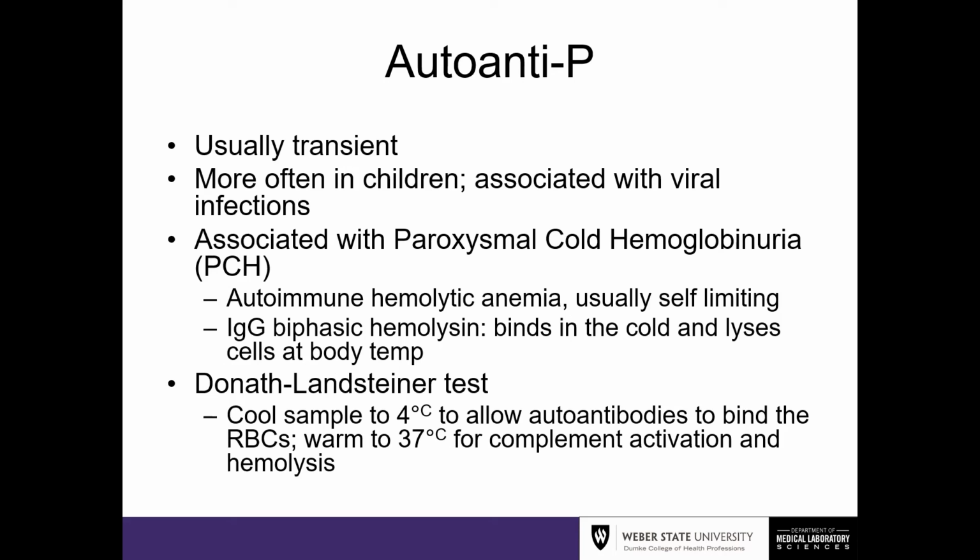Auto-anti-P is an antibody directed against a person's own red cells, which contain the P antigen. Remember that approximately 100% of people have P antigens. This antibody is found more often in children than adults and usually follows a viral infection. However, when it does occur in adults, it is usually the result of chronic relapsing episodes of tertiary syphilis.